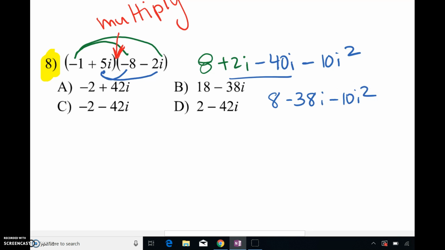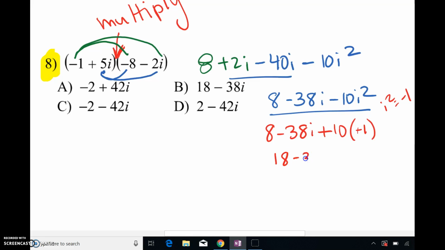Now, if this was the final exam, one of your answer choices would look like this. Because the directions say to simplify completely, you got to simplify completely. How many of you remember what's special about an i squared? What is it? Good, it equals a negative 1. So I have 8 minus 38i minus 10 times a negative 1. i squared equals negative 1. So a negative times a negative is a positive. And I get 18 minus 38i. So my answer is B.